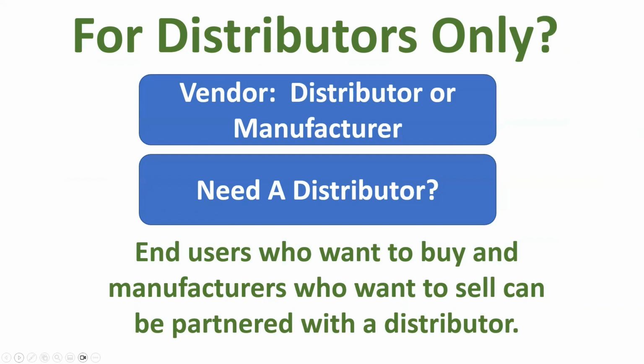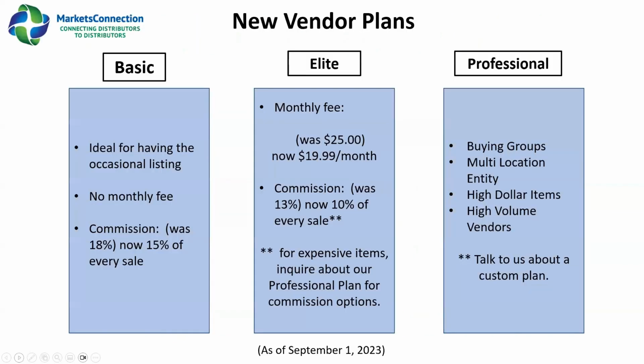So are we for distributors only? Well, not anymore. A distributor or a manufacturer can be set up as a vendor. Will people need a distributor? Well, yes. End users who want to buy on the site need to be aligned with a distributor. Manufacturers who want to sell but don't want to set up their own online store can be partnered with a distributor. We can certainly help facilitate conversations in both of those instances.